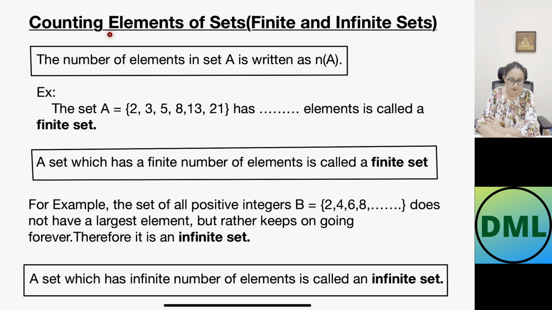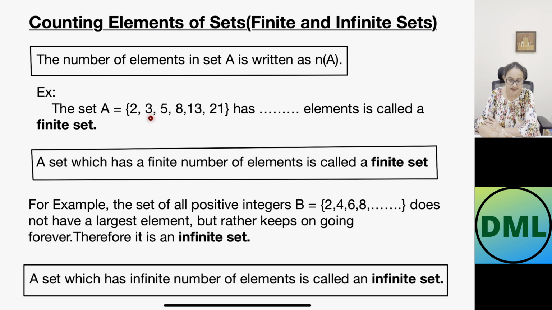Counting elements of sets, finite and infinite sets. The number of elements in the set A is written as n(A). n is the number of elements in the set A. Example: the set A is equal to {2, 3, 5, 8, 13, 21}. This is your set, which is a countable set. You can count the numbers. A set that has a countable number of elements is called a finite set.